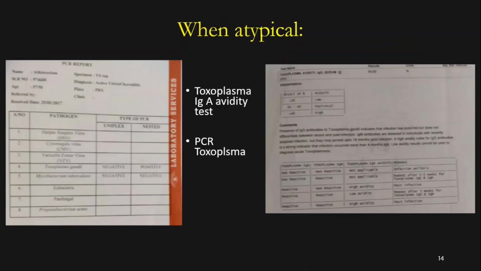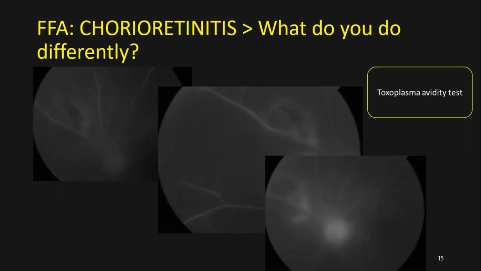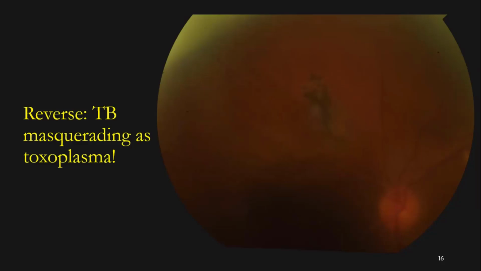So when atypical, these two tests have really helped me in the last 15 years: to order this toxoplasma avidity test and the PCR test for toxoplasma. Of course, in this patient, as you can see, the toxoplasma nested PCR was positive. So FFA, even though it is chorioretinitis, there was a reason to suspect toxoplasma and go for further investigation such as PCR.